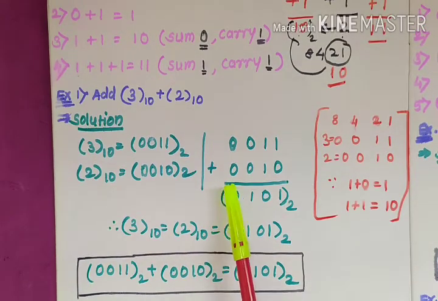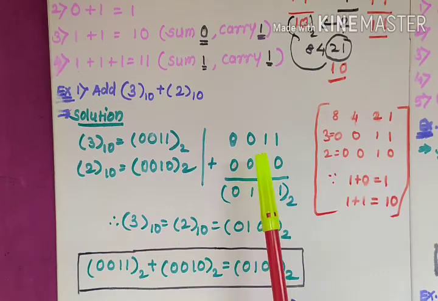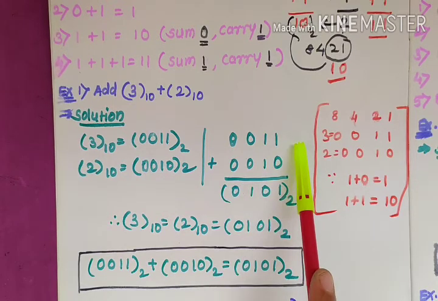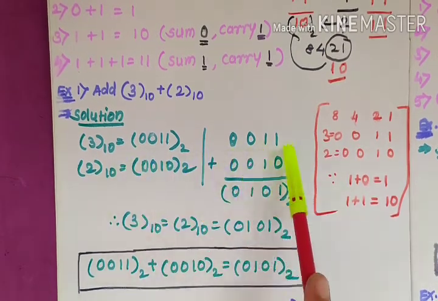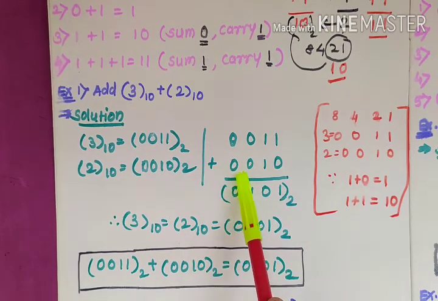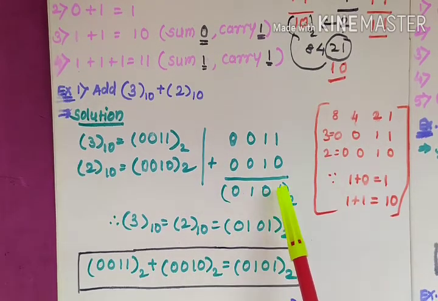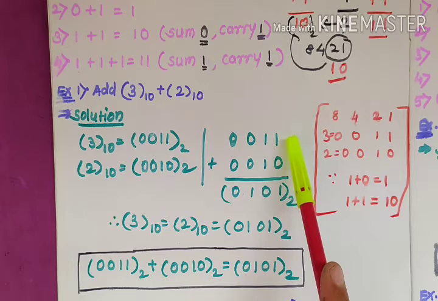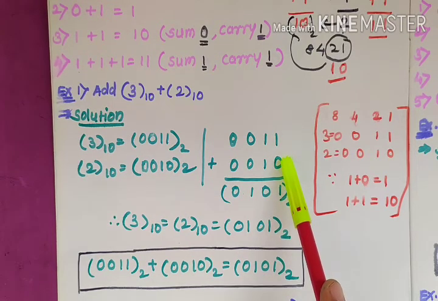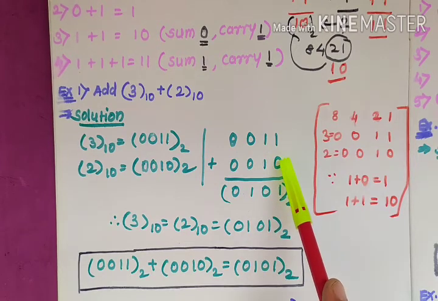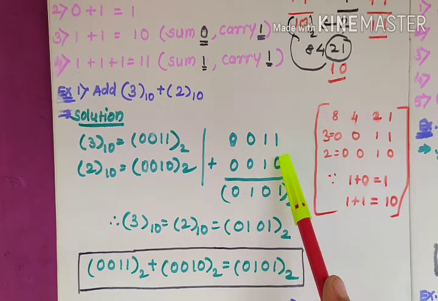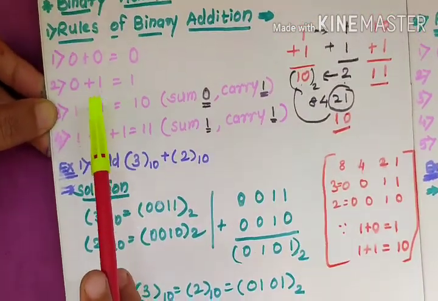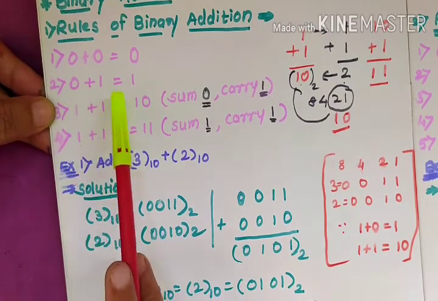Okay students, now let us add these numbers. 0011 is the binary number 3, and this is 2, 0010. Now write them properly, with the LSB of the first number below the LSB of the second number. First rule: 1 plus 0 is equal to 1. See, this is the first rule.